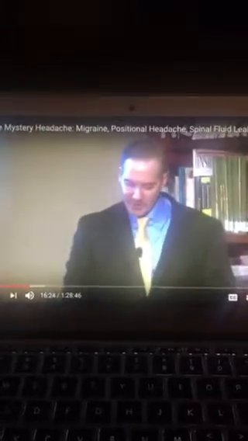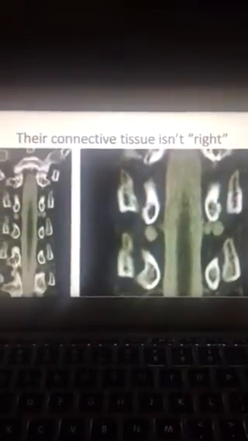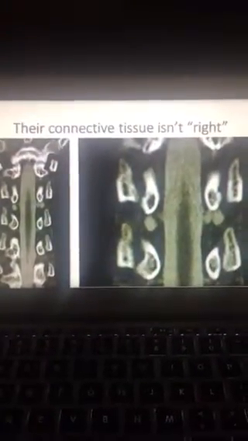Or you know someone whose connective tissue isn't quite right, these are the kind of people who need to be seeing this video. And when I say their connective tissue isn't quite right, what does it look like? So here's a CT myelogram again, but instead of cutting across, we're cutting up and down.